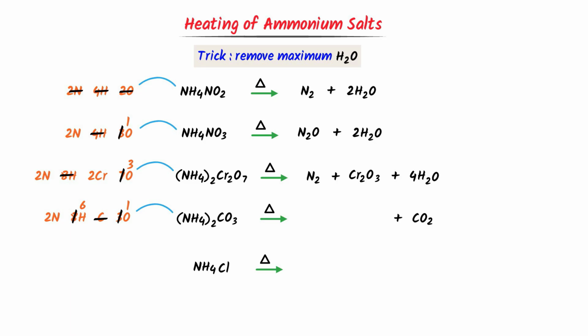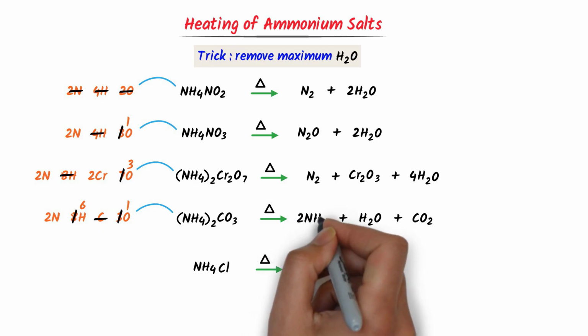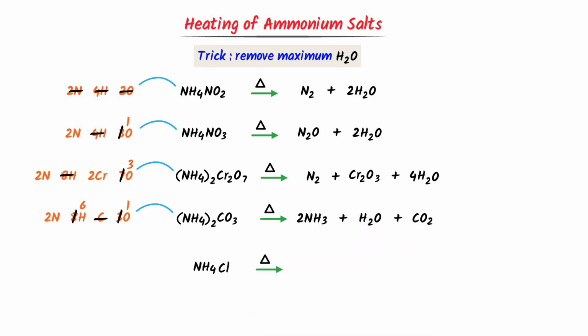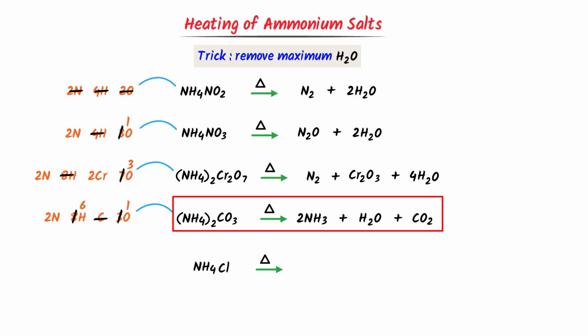Here, these 2 hydrogen atoms combine with 1 oxygen atom to form 1 molecule of water. Now 6 hydrogen atoms and 2 nitrogen atoms are remaining. They combine together to form 2 NH3 molecules. Thus the products of heating ammonium carbonate are 2 ammonia molecules, water molecule and carbon dioxide gas.